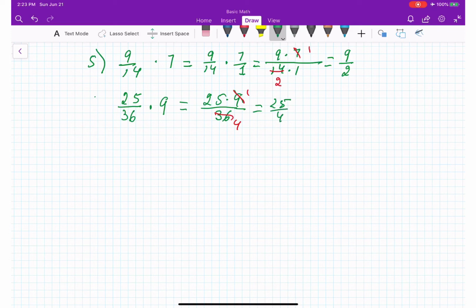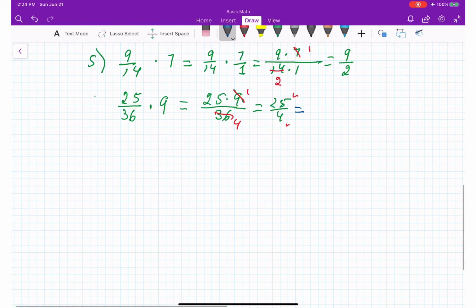If you are interested in converting an improper fraction to a mixed fraction, we call it improper because the numerator is greater than the denominator. To convert, what are we going to do? 25 divided by 4. How many times? 6 times, right? 6 times 4 is 24. The remainder is 1, so this remainder goes in the numerator. The denominator stays the same.